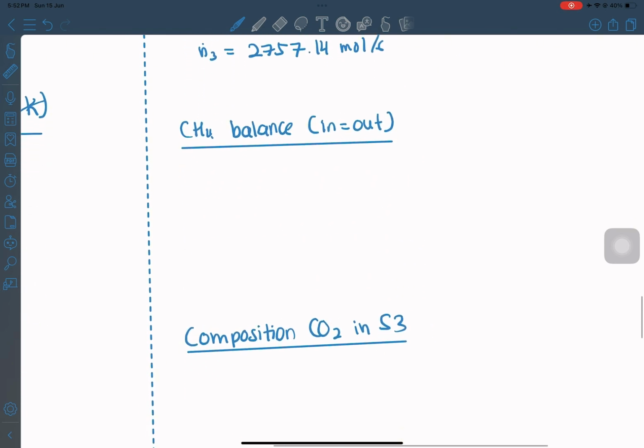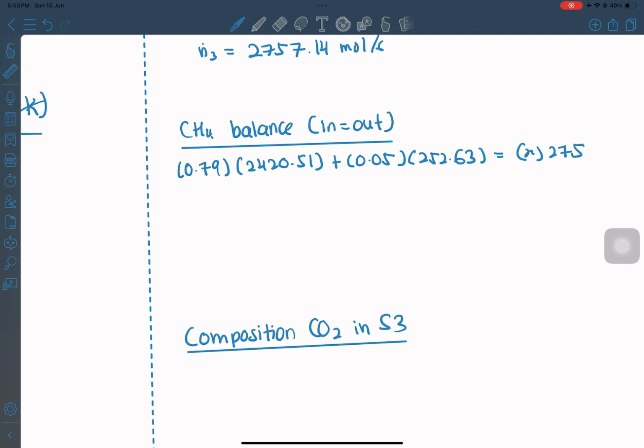Next is the CH4 balance, in equals out: 0.79 times 2420.51 plus 0.05 times 252.63 equals X times 2757.14. From this, we get the X value, which is X equal to 0.7.